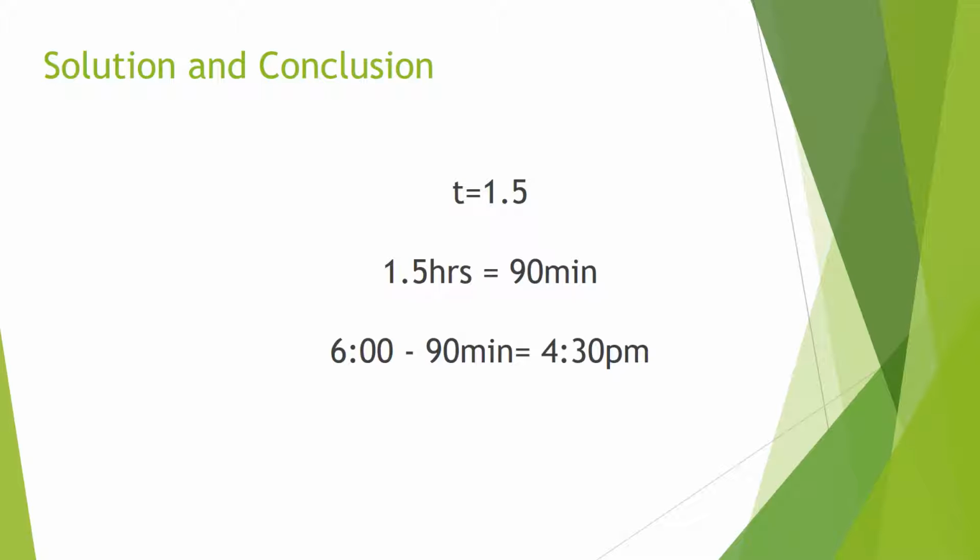Once again, the value is an irrational number, so I rounded to the nearest tenth to get 1.5 hours. 1.5 hours is equal to 90 minutes. So to determine the time of death, we must subtract 90 minutes from the time the body was discovered, which is 6 o'clock minus 90 minutes is equal to 4:30. So now we know that the body had died roughly around 4:30.